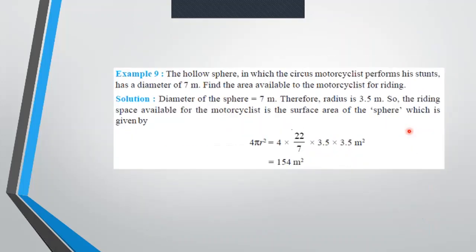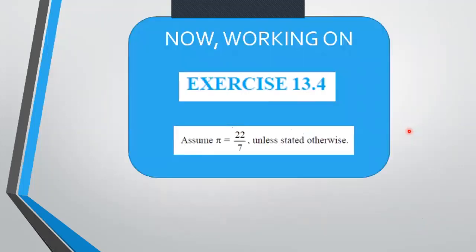So this was what we have already done last time, as now we are starting with 13.4. Please write down exercise 13.4. Pi will always be 22 upon 7 unless stated otherwise.